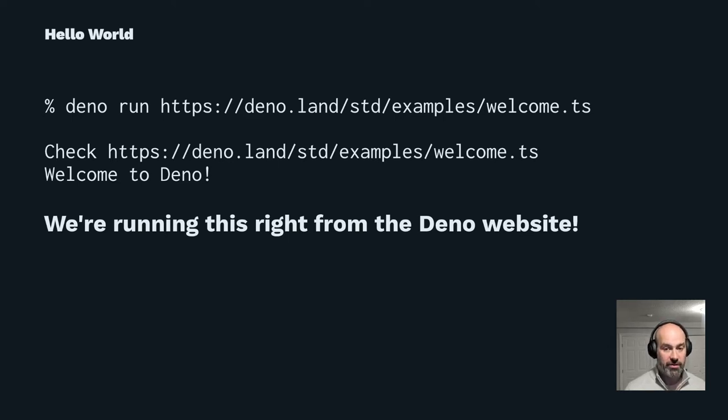So when we run it, the first thing it does is goes and checks the cache for the welcome script. And once it's done that, it executes it. In this case, simply printing the message, welcome to Deno. Pretty cool, pretty simple. And surprisingly fast.